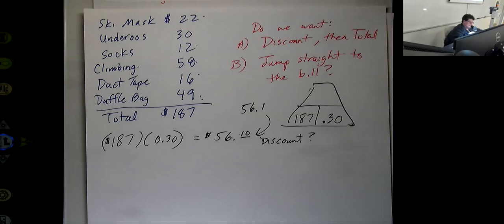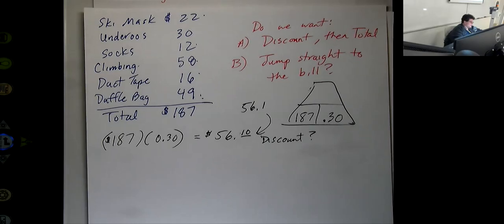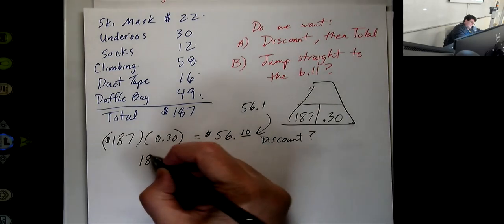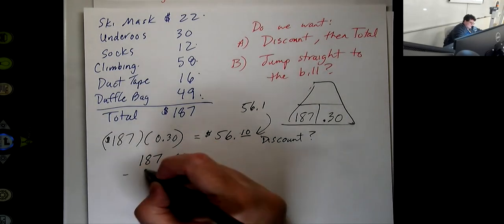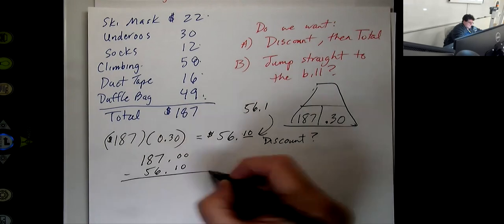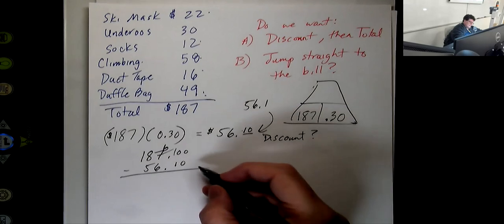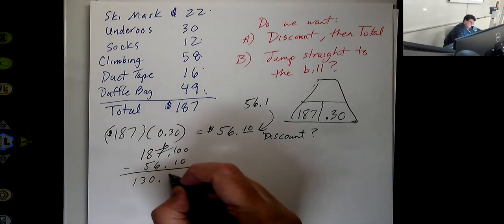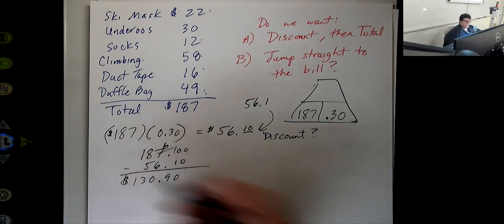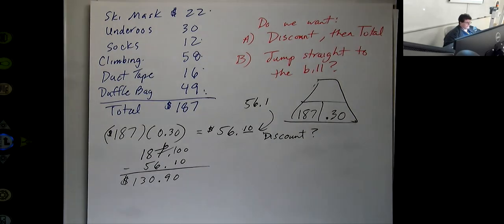And how do I go from this to the total? So, I'm gonna do 187 minus the 56.10, right? It goes down to a 6. This is 130.90. That was option A.